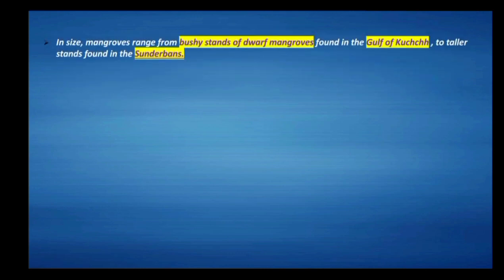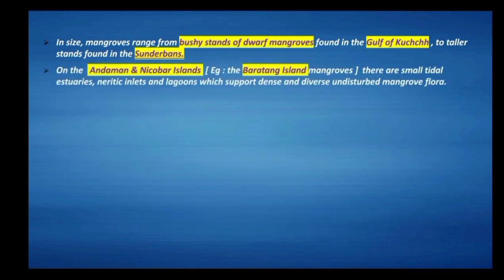In size, mangroves range from bushy stands of dwarf mangroves found in the Gulf of Kutch to tall stands found in the Sundarban. On the Andaman and Nicobar Islands, for example, Baratang Island mangroves, there are small tidal estuaries, narrow inlets, and lagoons which support dense and diverse undisturbed mangrove flora.